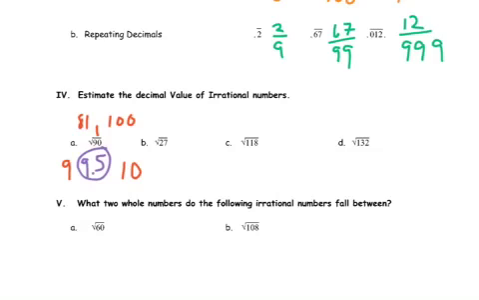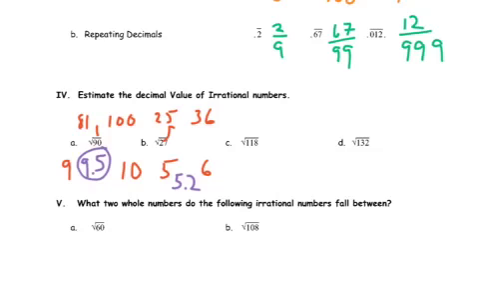Well, the square root of 27 is going to be between 25 and 36. So that's going to be between 5 and 6. But it's much closer to 25 than it is to 36, so my estimation would be something like 5.1 or 5.2.